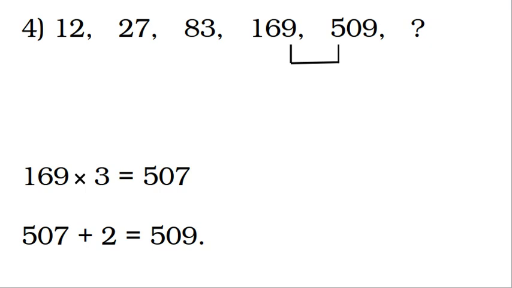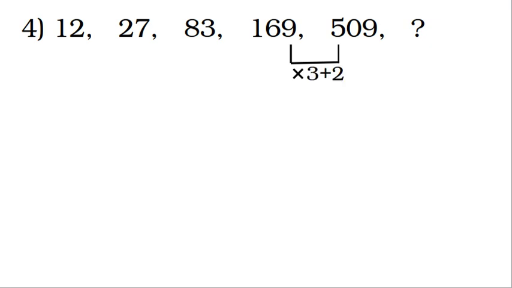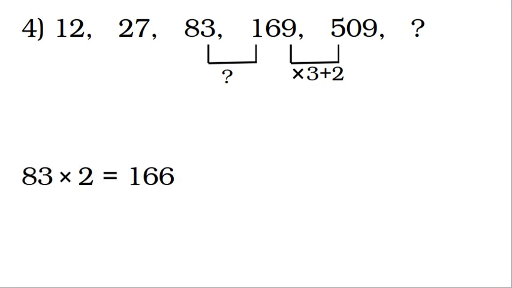So let me write it this way. 169 into 3 plus 2 is 509. Now your task is to relate 83 and 169. 83 times 2 is 166. 166 plus 3 is 169.